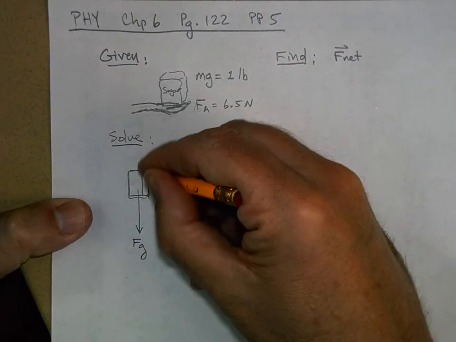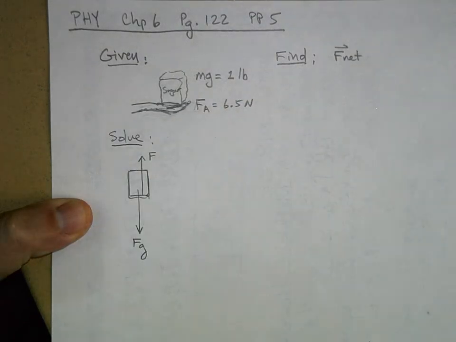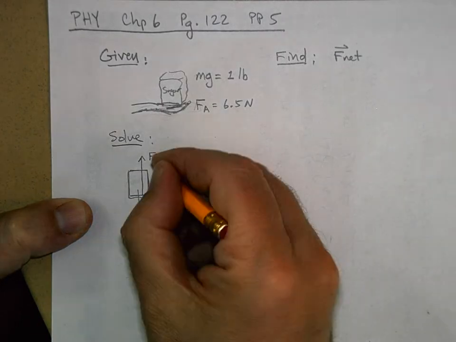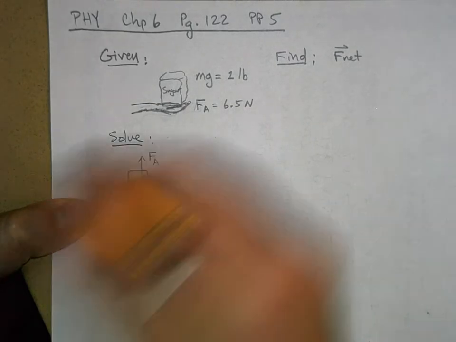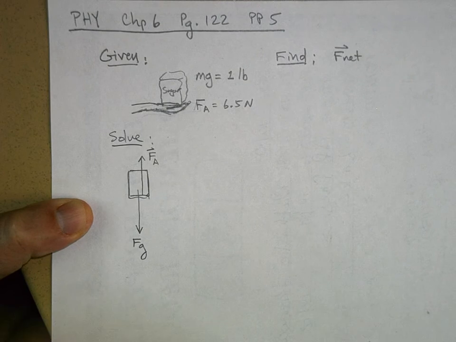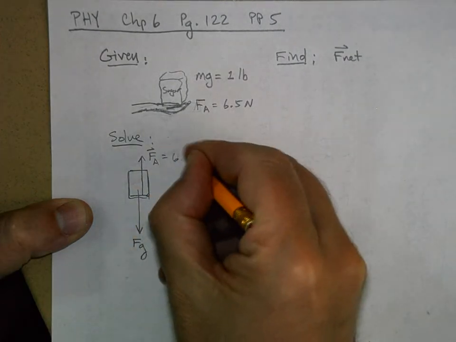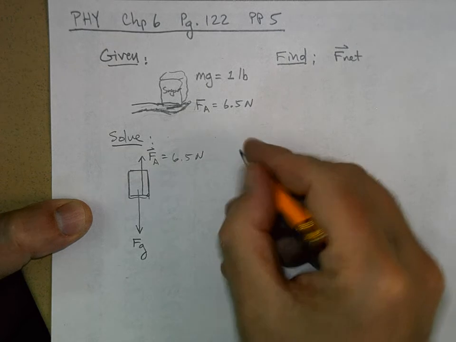And then we've got this force like this. This is the force of your hand on the sugar. Now this is a force that you are applying to the sugar, so I quite often call it F sub A, and the A here stands for applied force. And we know what this is. This is 6.5 newtons.